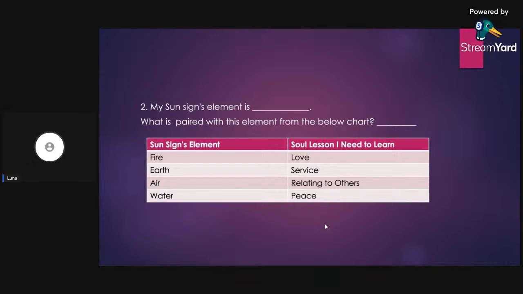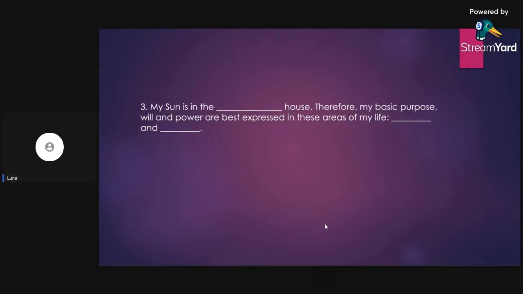Number 2, my sun sign's element, Earth. What is paired with this element from the below chart? Mine is Earth, and my earth soul lesson I need to learn is service. Number 3, my sun is in the second house. Therefore, my basic purpose, will, and power are best expressed in these areas of my life: attachments and attitude towards possessions.